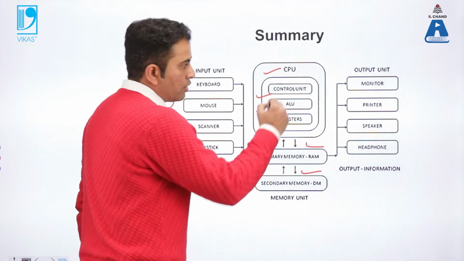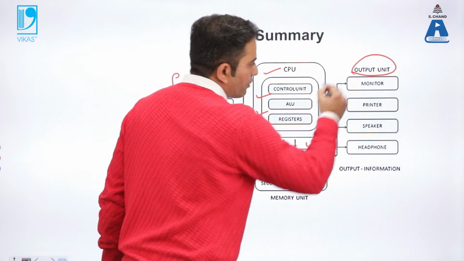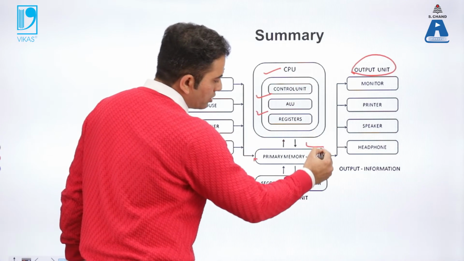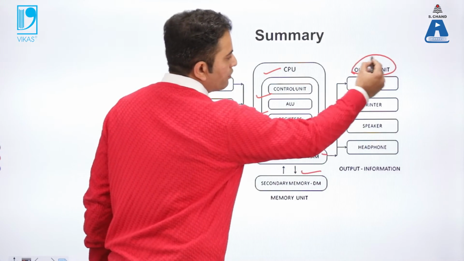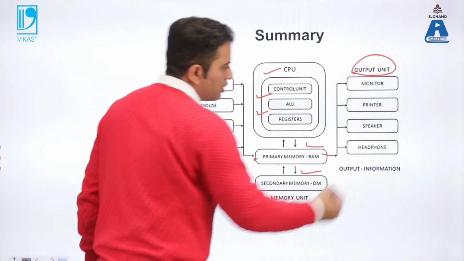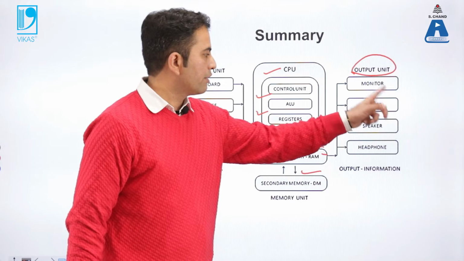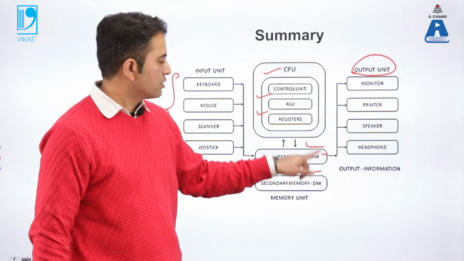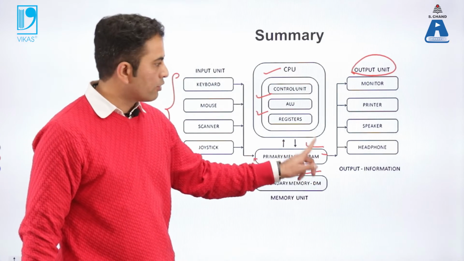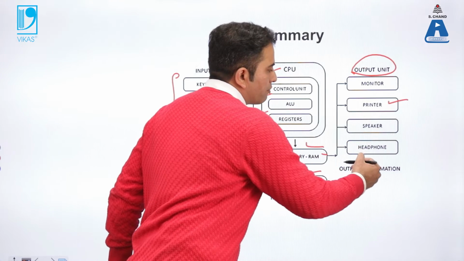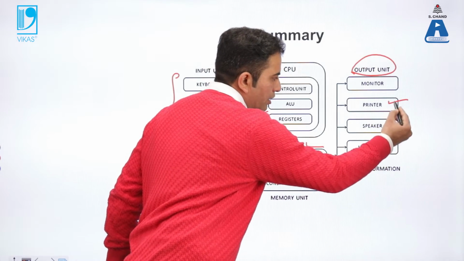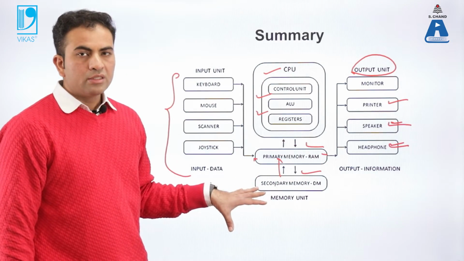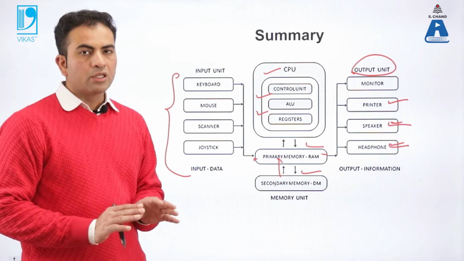And also the output unit, from where we are getting the output. The CPU executes the instructions and returns the results to the RAM, and from the RAM we get the output on the monitor. If we give a printing command, the CPU executes the printing command, saves the instructions into the RAM, and from the RAM we get the output on the printer. Then the speaker and then the headphone. Okay, so this is all about the summarization of the components of the computer system.